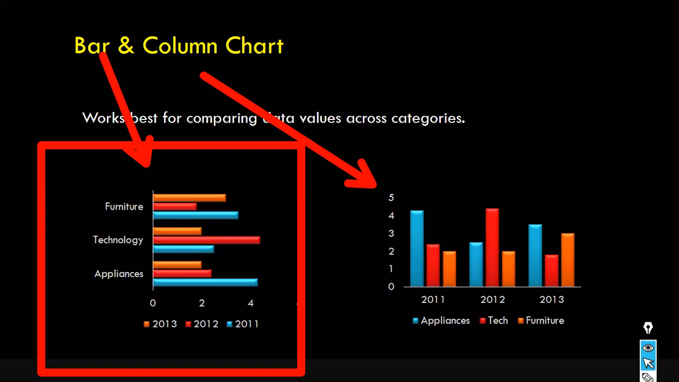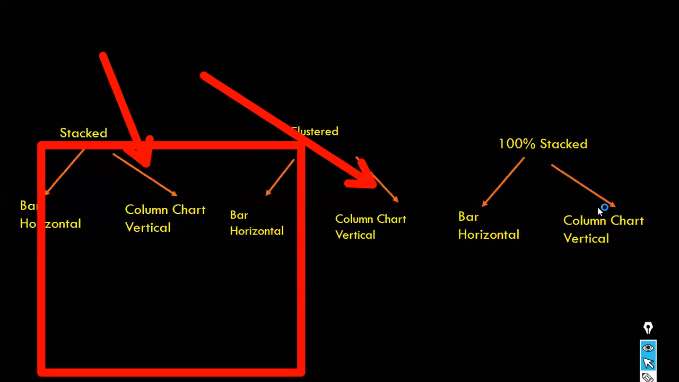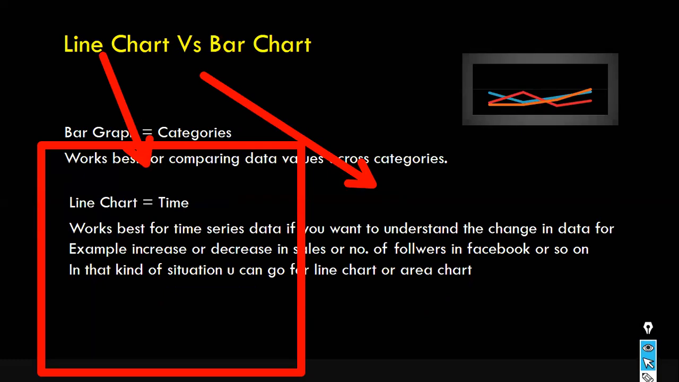Okay. So that is the difference between these two. Otherwise, both of them are same. The only difference is bar chart is horizontal, whereas the column chart is vertical. So if you want to compare the categories side by side, either you can go for bar chart or column chart. Okay, that's all, not much difference.